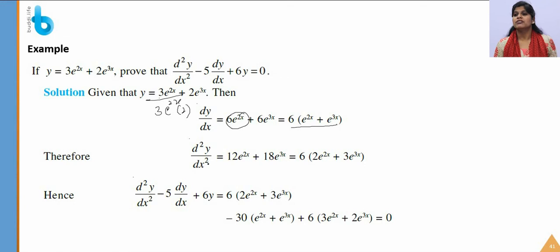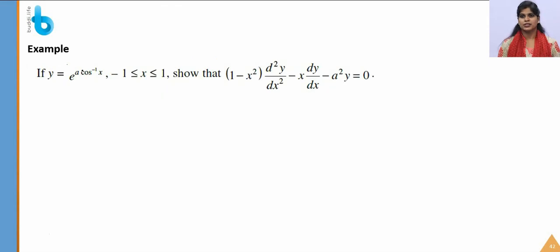Now differentiating this for the second time, you will get this. Differentiating dy by dx for the second time gives d square y by dx square, and on substituting all this in the left hand side of the given equation, you will get 0. Okay. Now we will do a similar problem for practice, which is also an important problem.